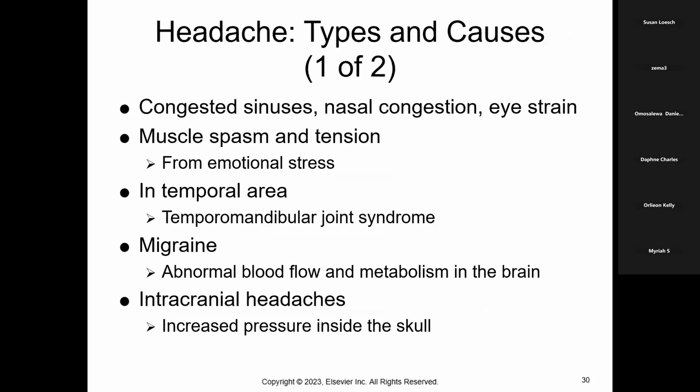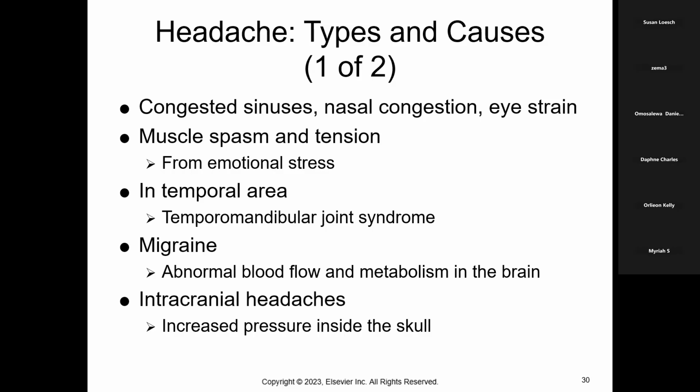All right. So we can have different types of headaches. The one they're going to ask you about the most is typically migraine and intracranial. But you can have sinus headaches, from pressure in the skull, from the sinuses, from inflammation and swelling, muscle spasms or tension. Okay. The TMJ, a lot of people have problems with their temporomandibular joint. So that's like right below your eye. And a lot of times they'll feel it when they chew.